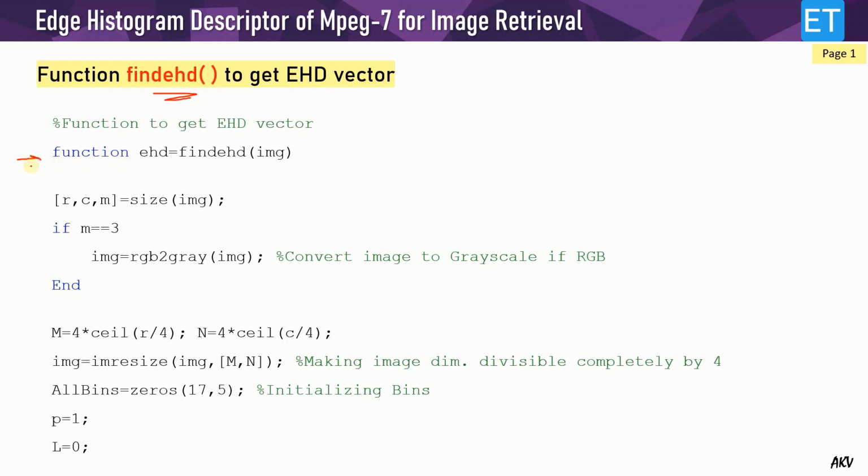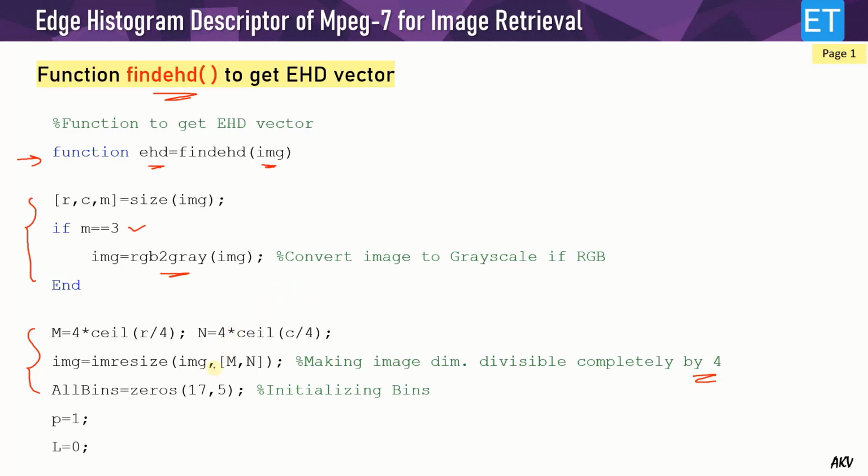So this is the function declaration. The image is the input and the EHD vector is the output of this function. With these lines, we are checking whether the input image passed as an input argument to this function is a color image or a grayscale image. If it is a color image, then we convert it into grayscale using rgb2gray, otherwise we leave it as it is. And here with these lines, we are resizing the image to make it completely divisible by 4. As I said, it is not necessary that your input image is divisible by 4 from the row and column points of view.